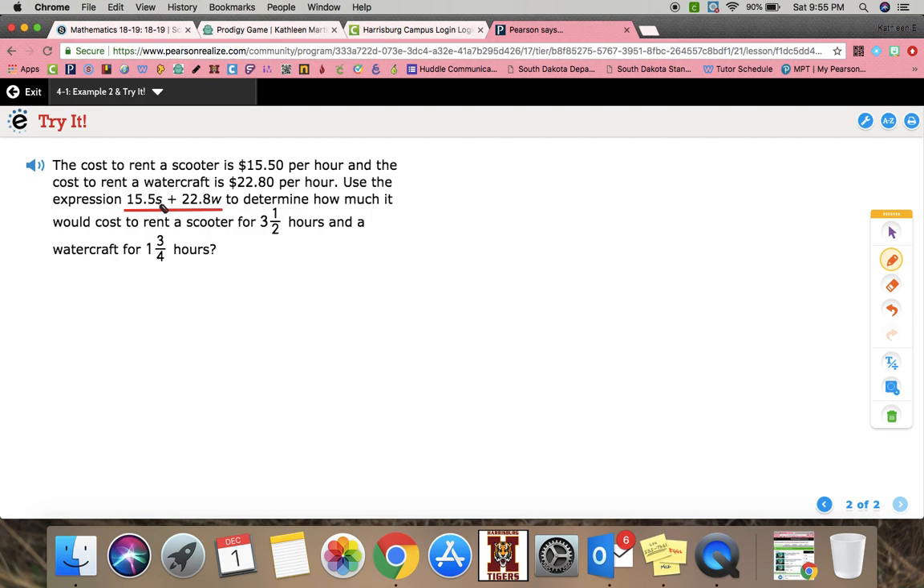Remember, this S is standing for the scooter and W is for watercraft. So if you're only renting for 1 hour, it's $15.50 for a scooter and $22.80 for a watercraft. But we are going to use an equation to find out what if we want it for more than an hour. How would we find out how much we need to pay? So use that expression to determine how much it would cost to rent a scooter for 3.5 hours and a watercraft for 1 3/4 hours.